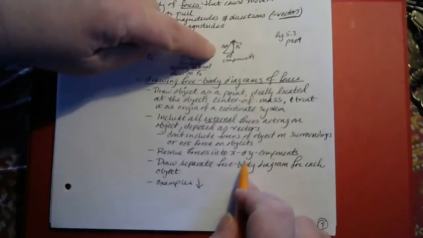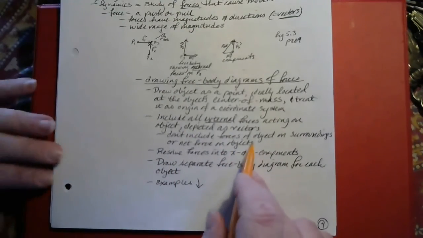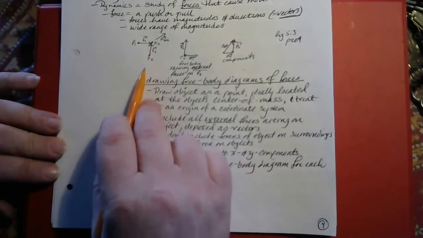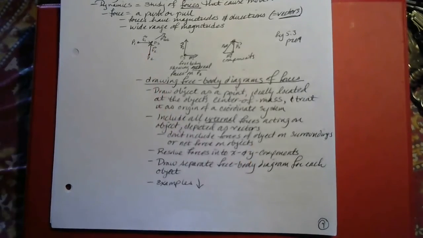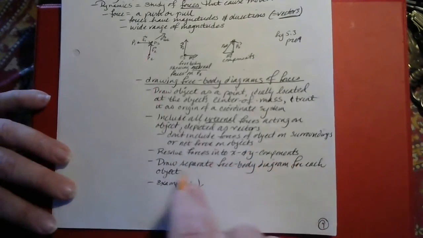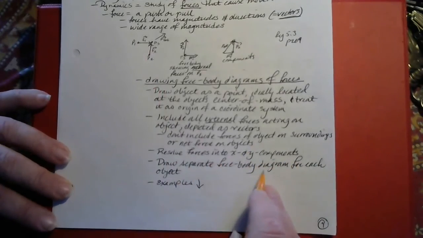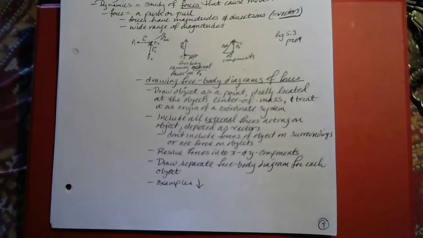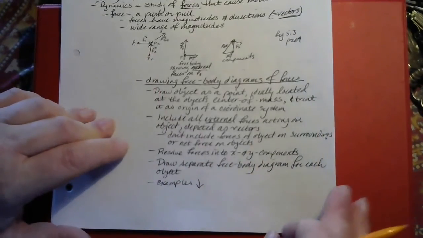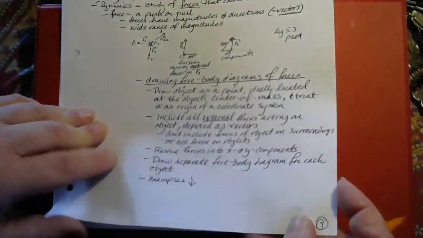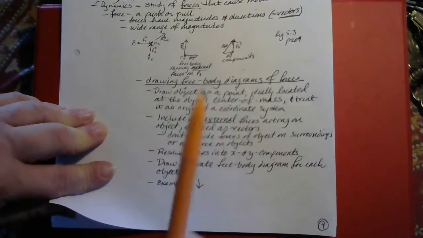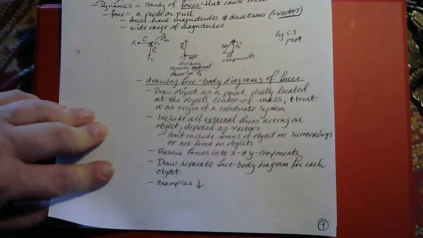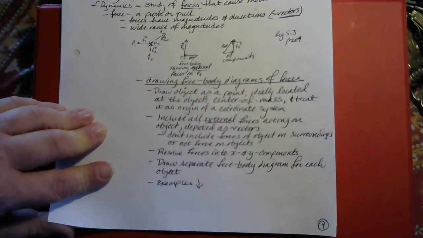Resolve the forces into X and Y components. In this case, it was easy because the forces were along the X and Y axes, but if they weren't, then you would want to resolve them into X and Y components. And draw a separate free body diagram for each object if there's more than one object involved in the activity being discussed. In most cases that we see, there will be only one object to keep things relatively simple.